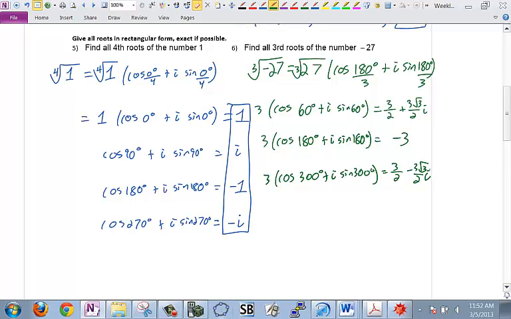A lot of people had the signs backwards. They had negative 3 halves plus 3 radical 3 over 2 and negative 3 halves minus 3 radical 3 over 2. And so somehow we got the opposites of the roots.